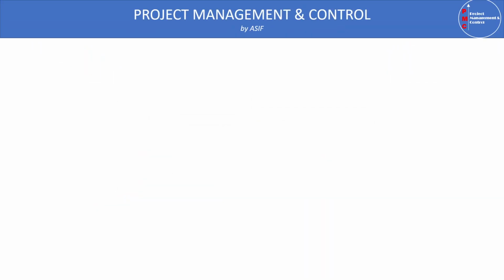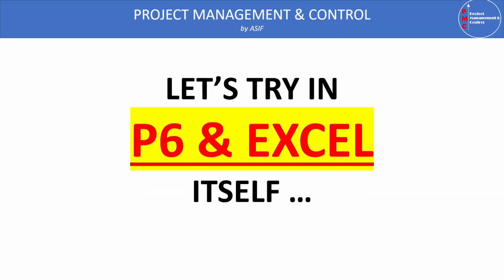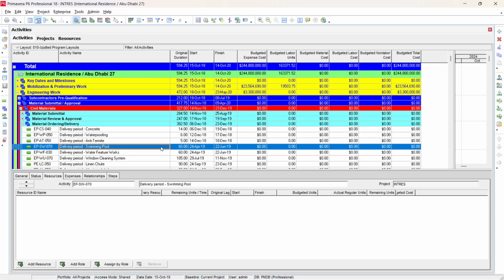So now let's see how we can do this in Primavera P6 using Excel. I'm going to open one of my old projects for demonstration. You can see on my screen that I opened one of my old projects and the project expense cost is 244,800,000, and the project is both cost and resource loaded. And you can see that the budgeted labor, budgeted material, and non-labor costs are all zero.